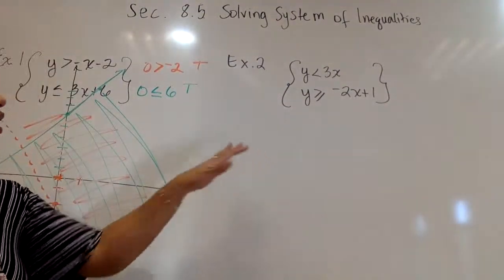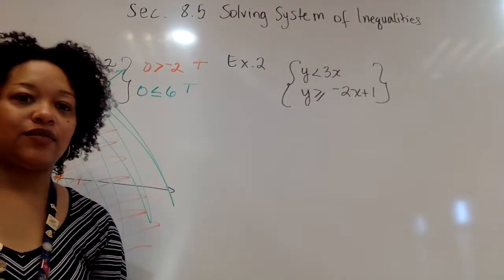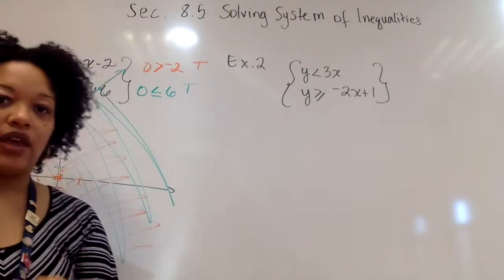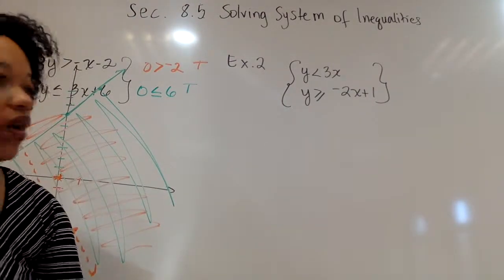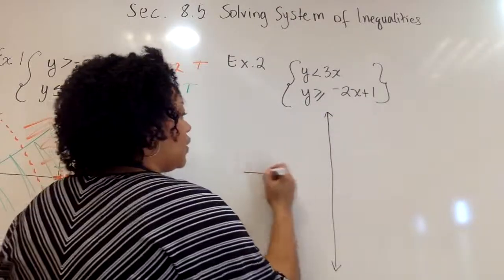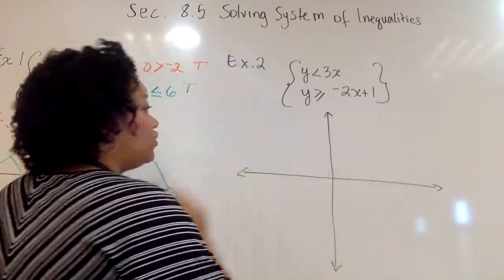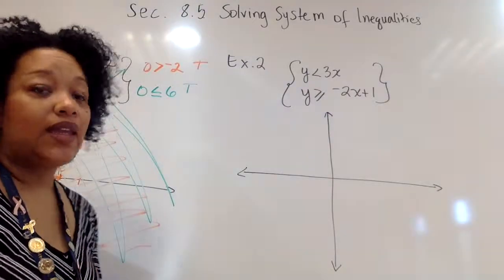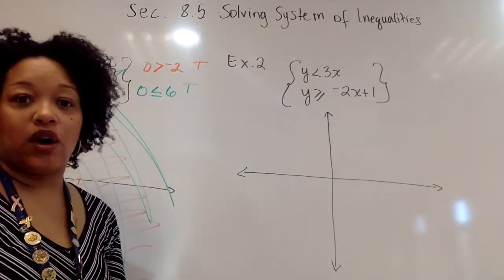All right, so take a minute and write down your next system of inequalities. I'm going to go ahead and redraw a little coordinate plane here. Your inequalities are in slope-intercept form, so we don't need to do anything except graph them. Now, look at your first inequality.